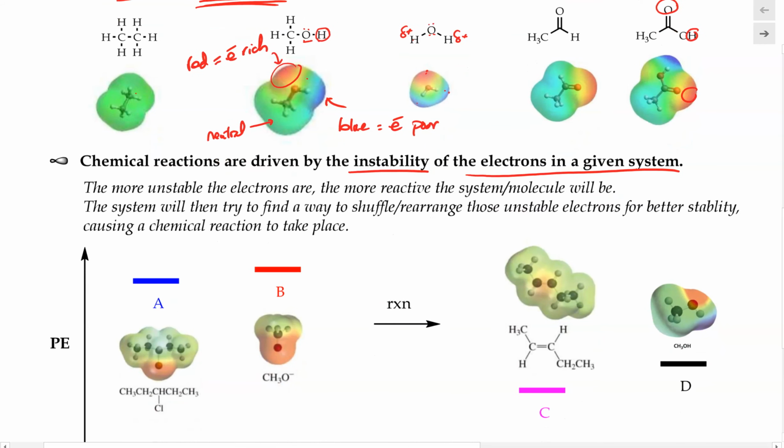So if the electron system of a substance is not stable, when we take the substance and mix it with another substance, they will react. In a chemical reaction, the molecule is trying to shuffle or rearrange its electrons so that it can have a more stable electron cloud with better stability. Basically, the more unstable the electrons are, the more reactive the system is. The system will try to find a way to shuffle or rearrange those unstable electrons for better stability, causing a chemical reaction to take place.